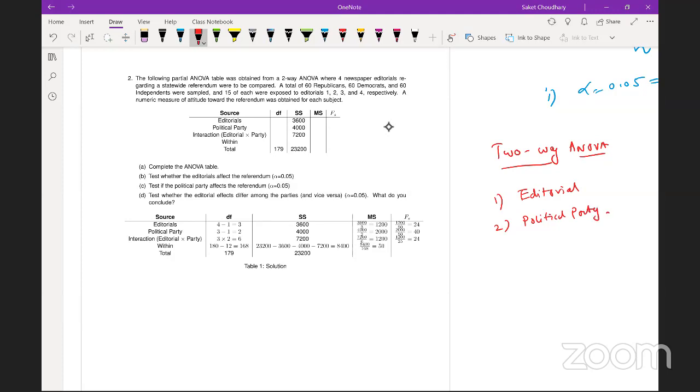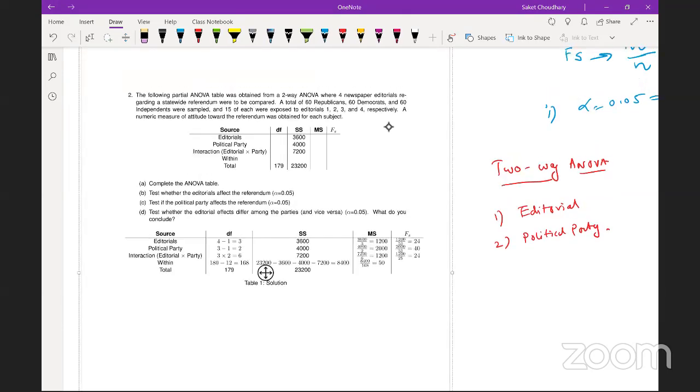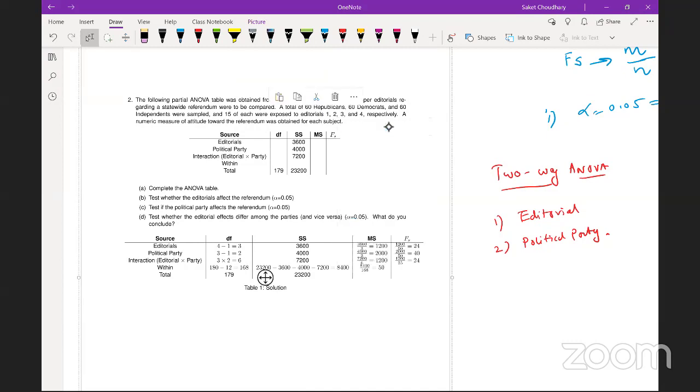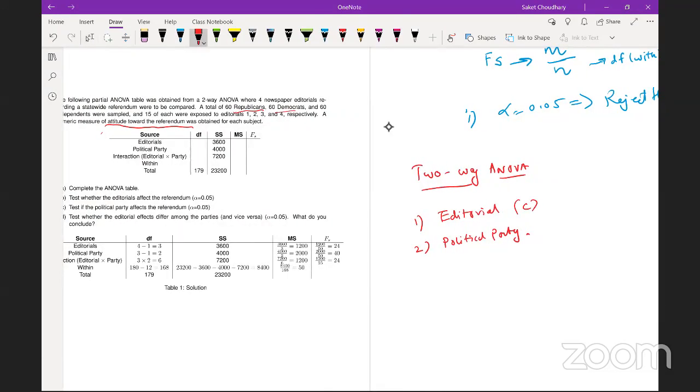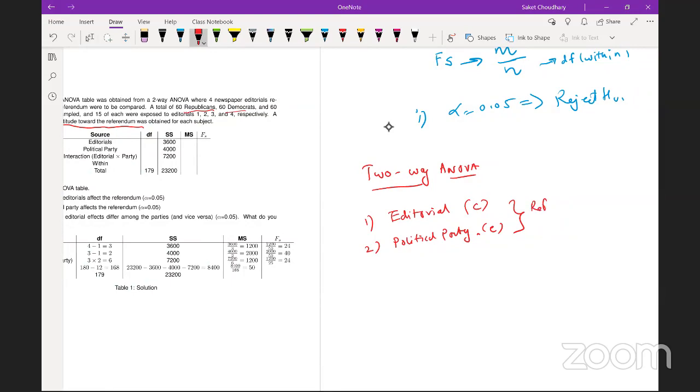Okay, so in terms of your problem, you're essentially looking at some numerical quantity. This numerical quantity is given by some measure of attitude that you have, right? So this is a referendum, and this referendum is being collected from three political parties: Republicans, Democrats, and Independents, and they are being collected across different editorials. Okay, so both of these are categorical, and there is one numerical value associated with it, which is your referendum.